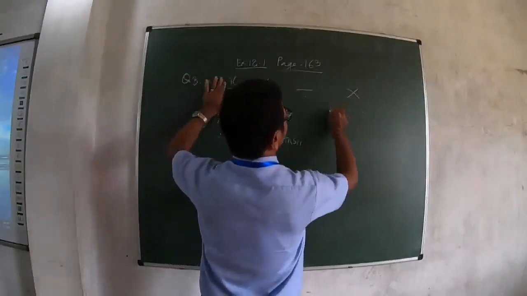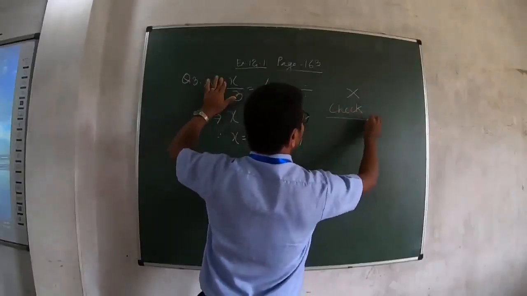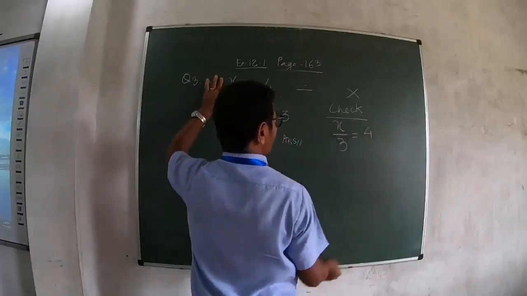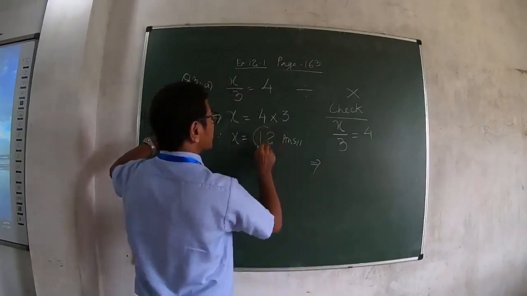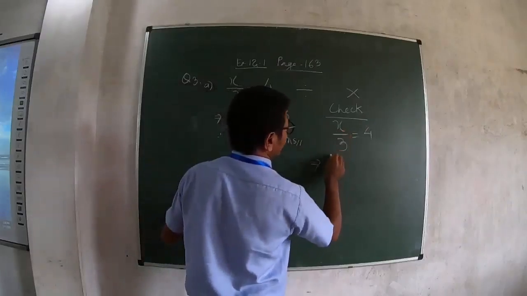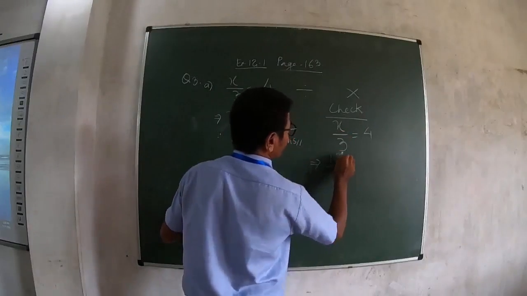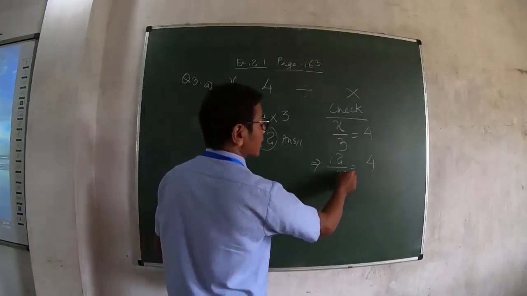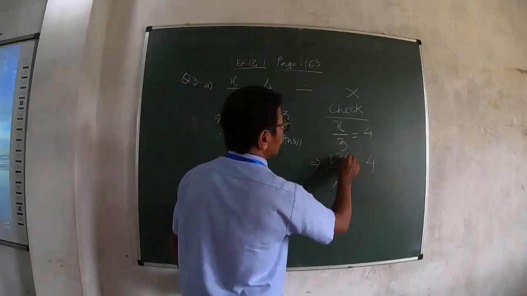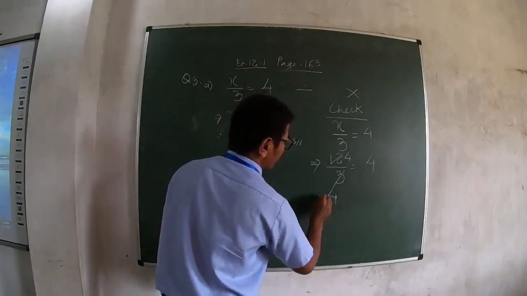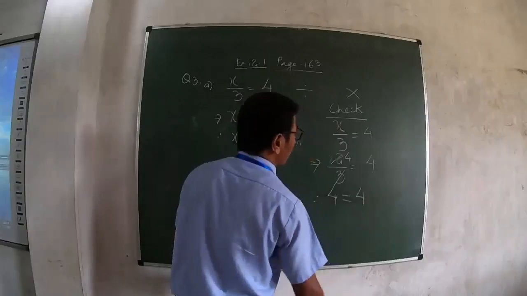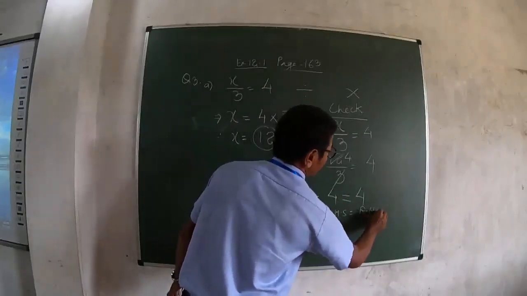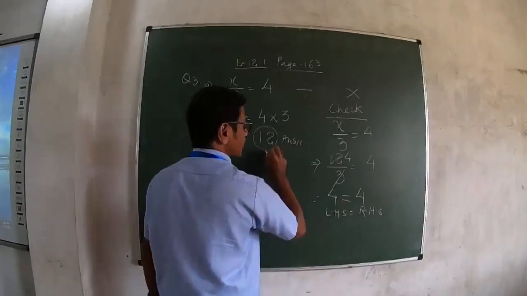Now let's check again. x by 3 equals to 4. What is x? It is 12. In place of x, you put 12 and 3 is below, equals to 4. We all know that 3 4s are 12. Thereby we see 4 equals to 4. Left hand side equals to right hand side. That means this is correct.